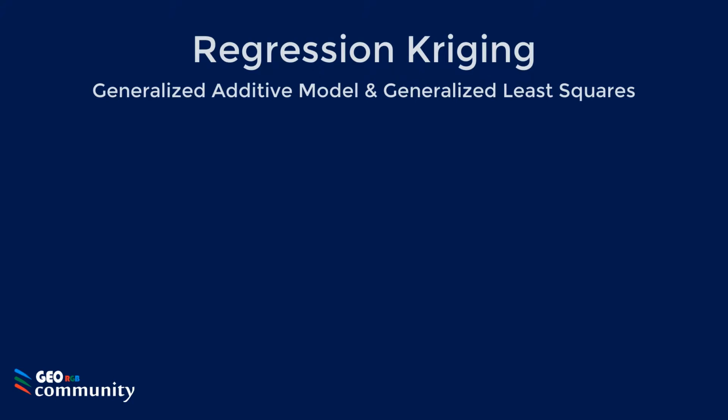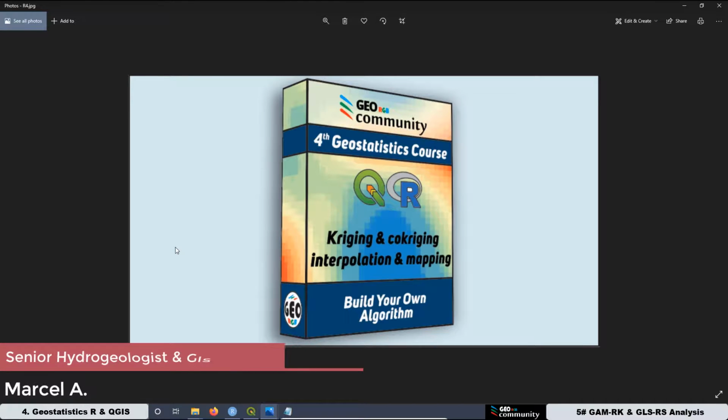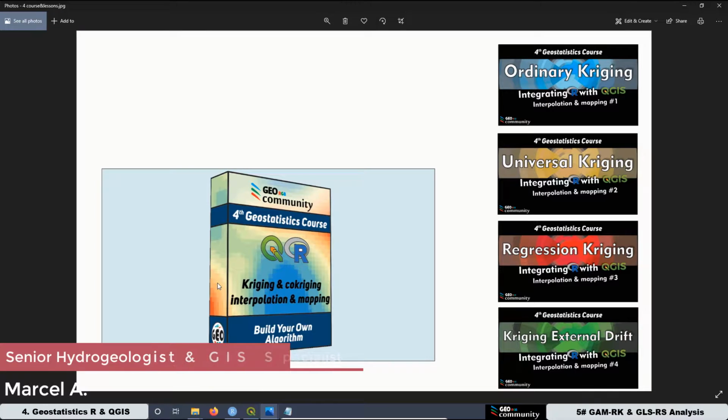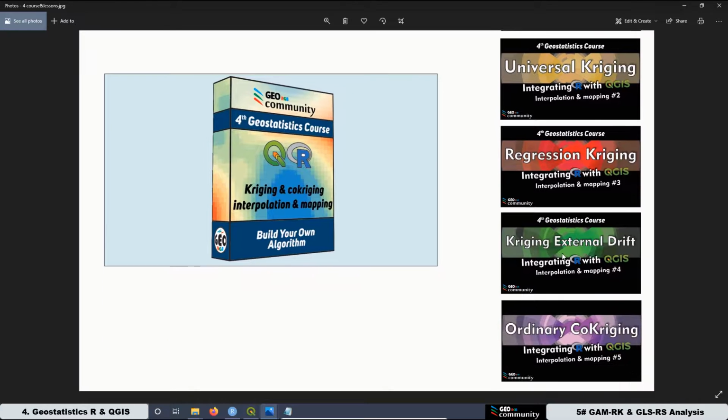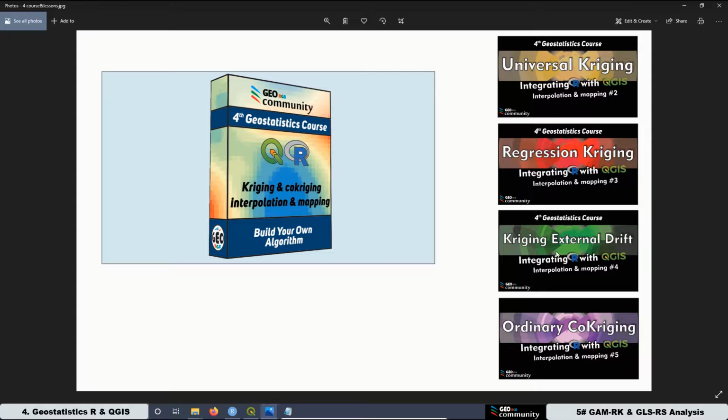Regression Kriging, Generalized Additive Model and Generalized Least Squares. This is the fourth geostatistic course about Kriging and co-Kriging interpolation and mapping. With this course, you are going to learn the different types of Kriging interpolation, like ordinary Kriging, universal Kriging, regression Kriging, Kriging with external drift, and also ordinary co-Kriging.